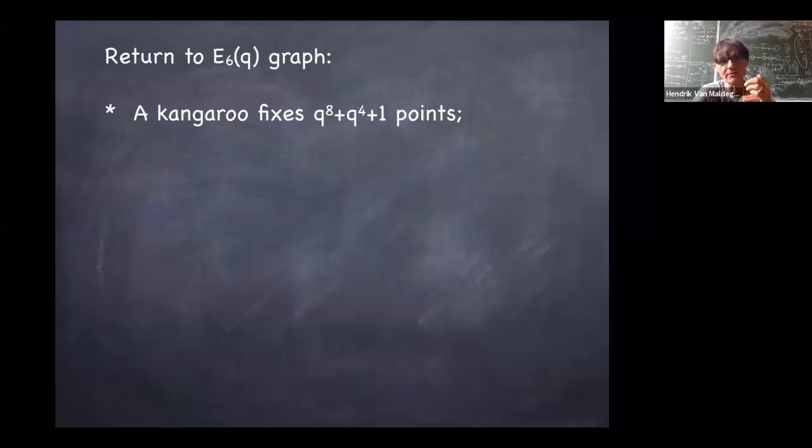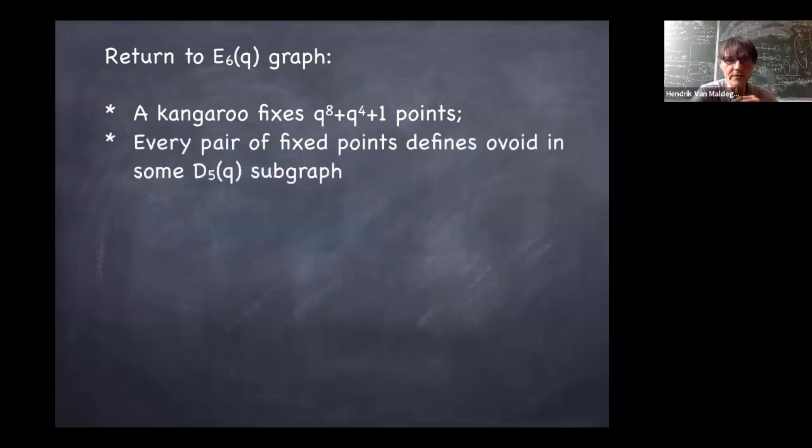Because now I want to return to the E(6,q) graph. So what does a kangaroo do there? Well, one can prove that a kangaroo there fixes exactly q to the 8 plus q to the 4 plus 1 points. And if you examine this number, then you say, yeah, okay, it could be the points of a projective plane of order q to the 4 instead of q squared, your little extension of the previous example. So that would be possible. But what you can also prove is that every pair of fixed points defines an ovoid in some D(5,q) subgraph.